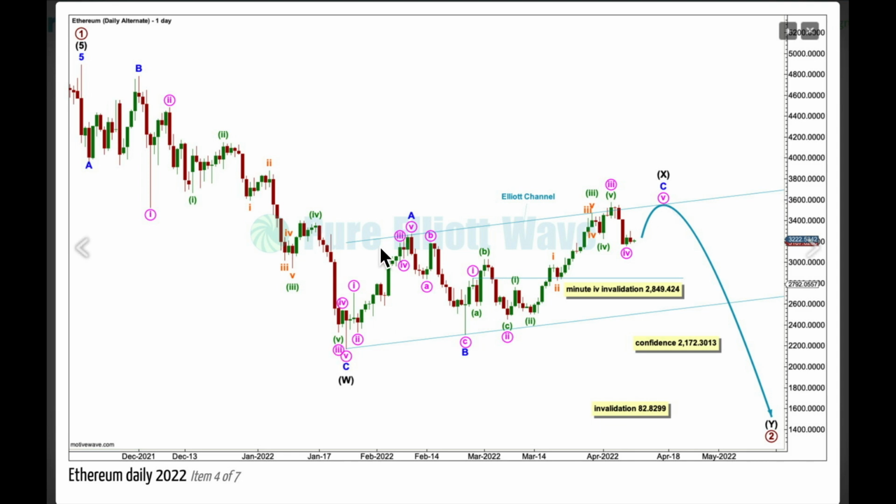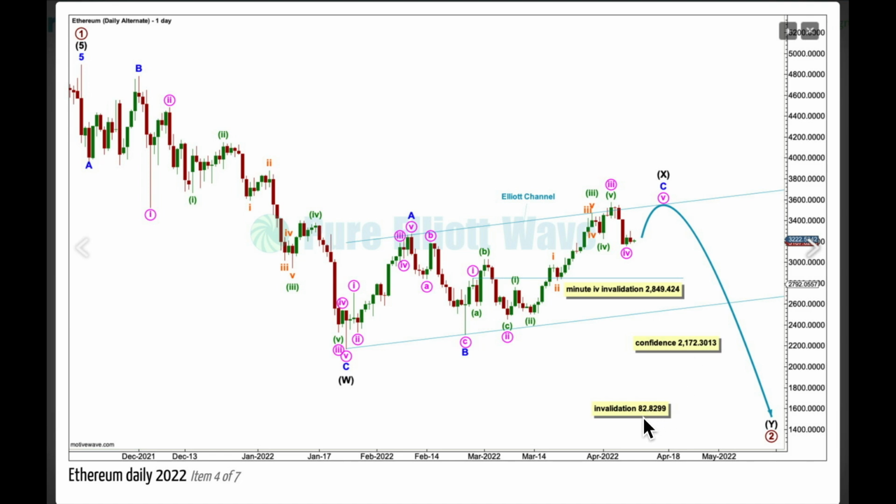Within intermediate X, A and B may be complete, C incomplete, with 1, 2, 3, 4, 5. Again, 4, a zigzag, may or may not be complete here, could move a little bit lower, may not move into 1 price territory. On the way down, after C is complete, if we see a trend change and downward movement, a new low below 2172.3013 would add confidence to this wave count.